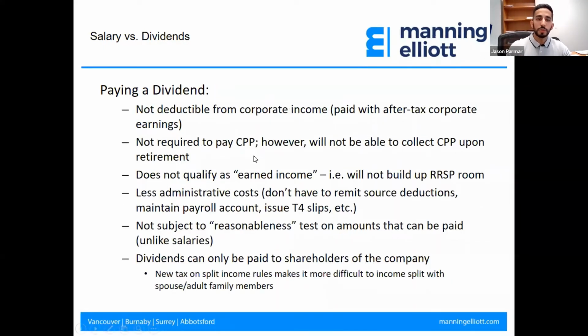All right, so now on to dividends. So unlike salaries, dividends are paid with after-tax corporate earnings, so they are not a deduction to the company in the year that they are paid.